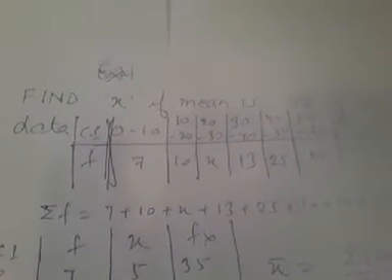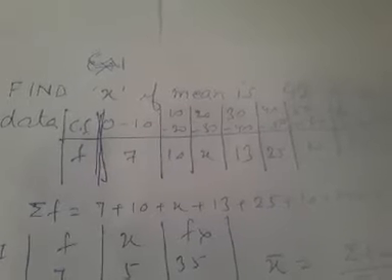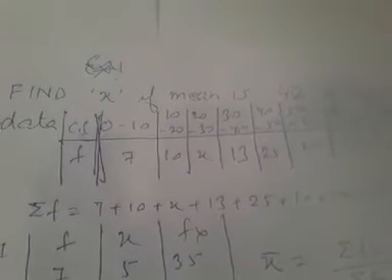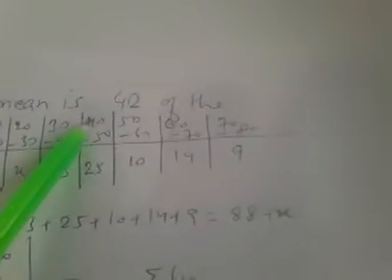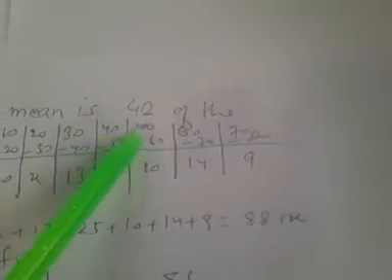Today we are going to discuss a few important questions based on mean, in which we have to find out unknown terms. It means that one frequency will not be given and then we have to find it out. Here we can see the question: find out x if the mean is 42 of the given data.